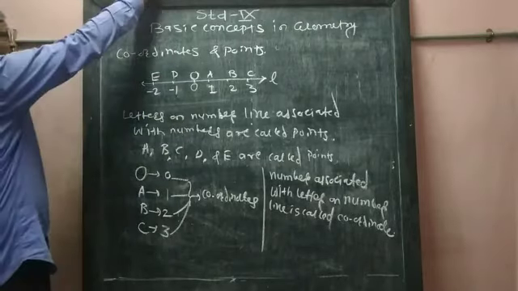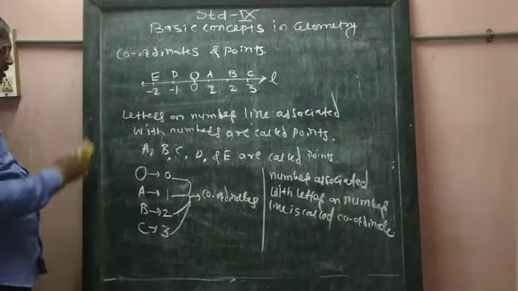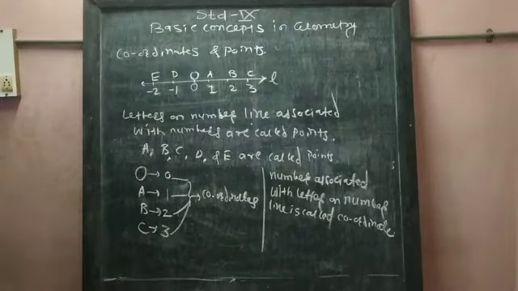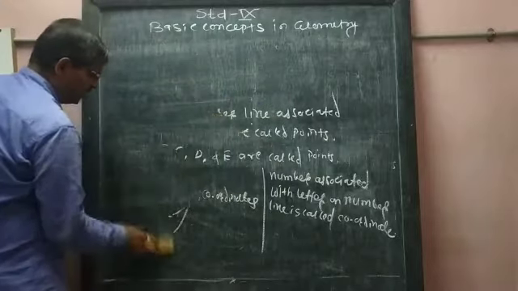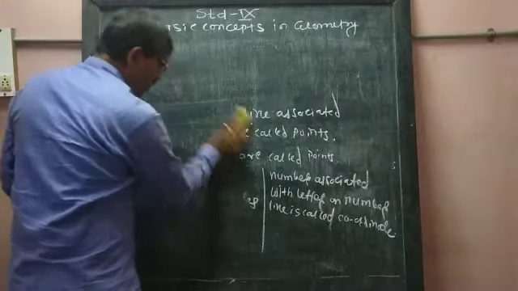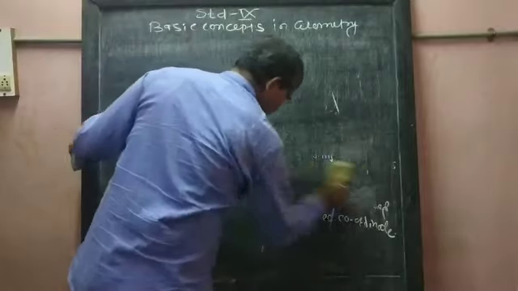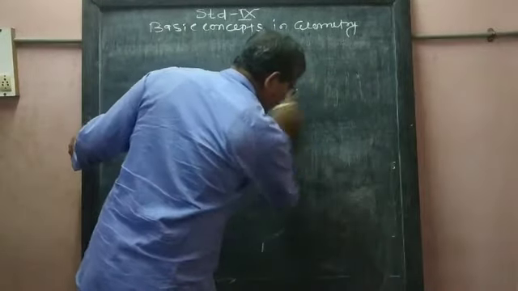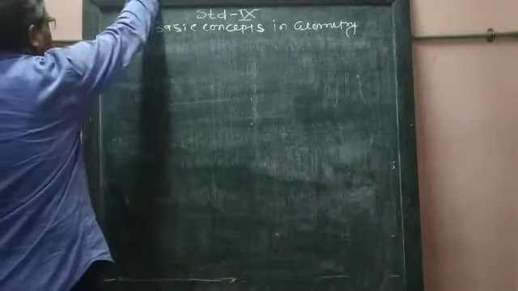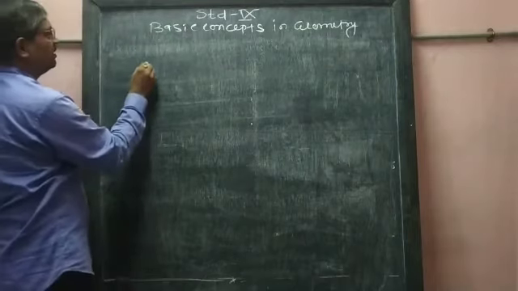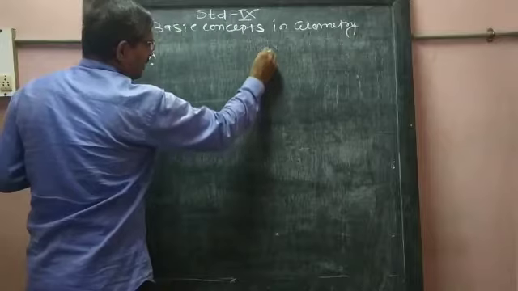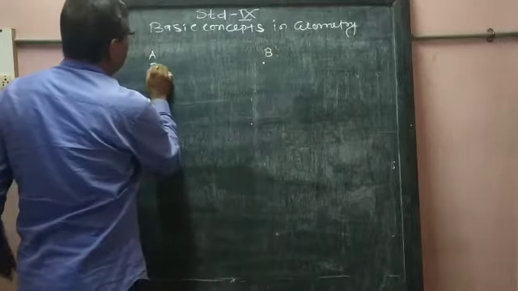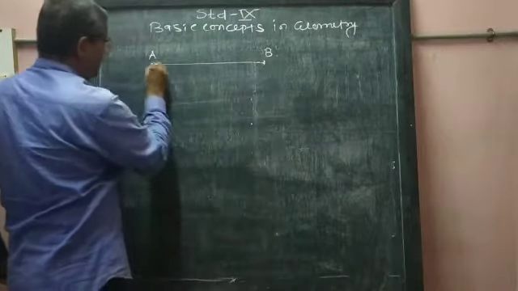Thus, if we understood this fact, then we will see betweenness. Here when two numbers are given and they are distinct numbers, it means they have a distance. Suppose here one number is taken A and here one number is taken B. Means these are at a certain distance.